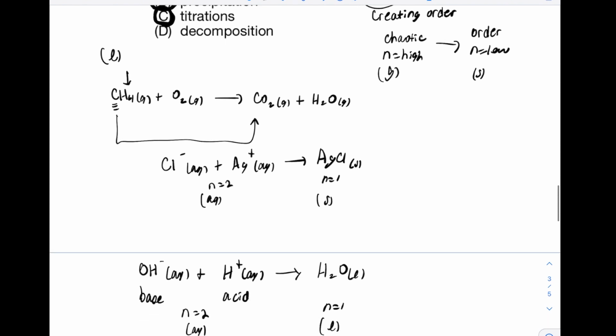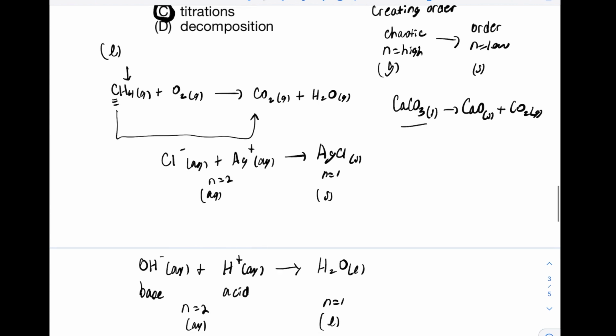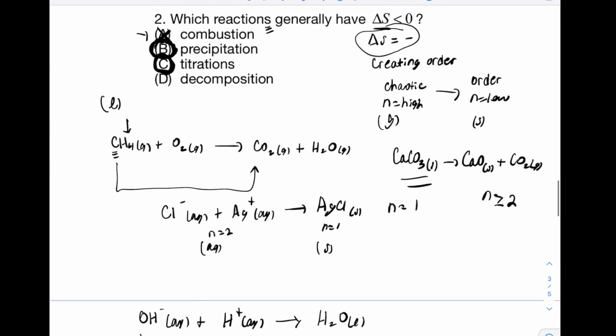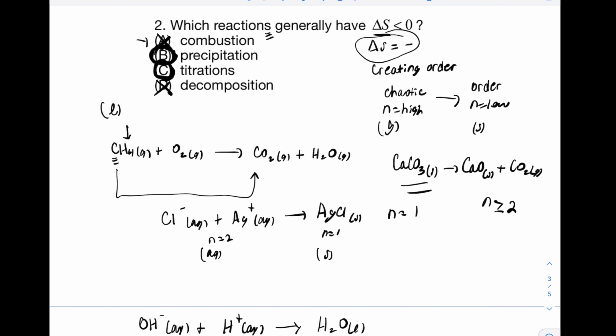How about a decomposition reaction? Well, a decomposition reaction, let's just pick on calcium carbonate here to form calcium oxide plus CO2. Now, decomposition reaction, we don't really know what the states are, but generally speaking, you start from 1 and you form 2 or more particles. So that's going to create chaos. That is not creating order. So the final answers here for this question are precipitation reactions and titration reactions.